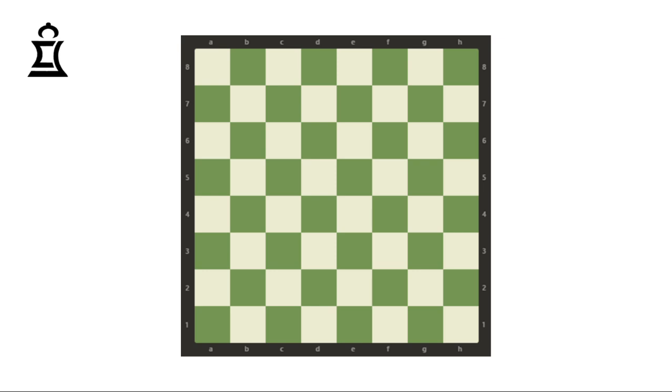The name of the square is formed by combining the file and rank it belongs to, in which the file's name always comes first. For example, this square is located on the E file, and the 5th rank, so its name is E5. This square is located on the F file, and the 2nd rank, so its name is F2. From black's perspective, this square is located on the G file, and the 6th rank, so its name is G6.